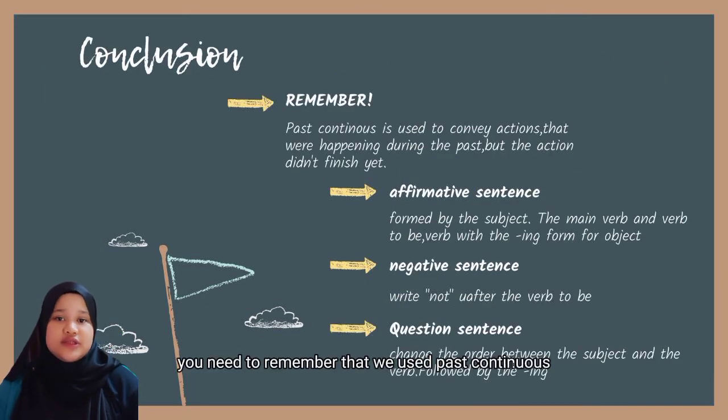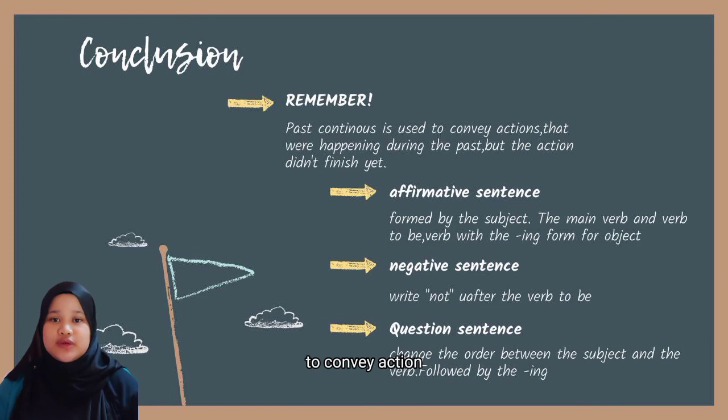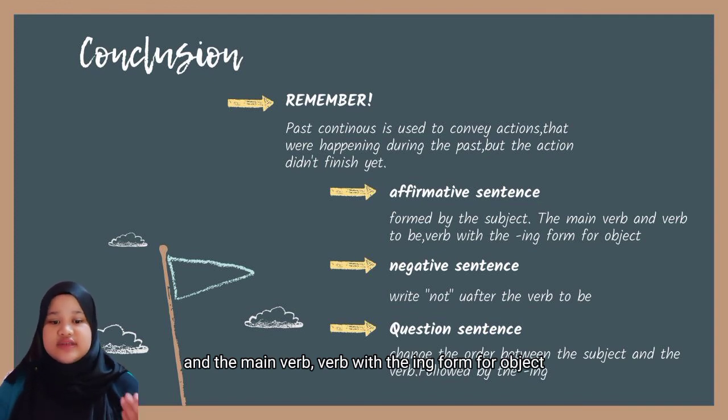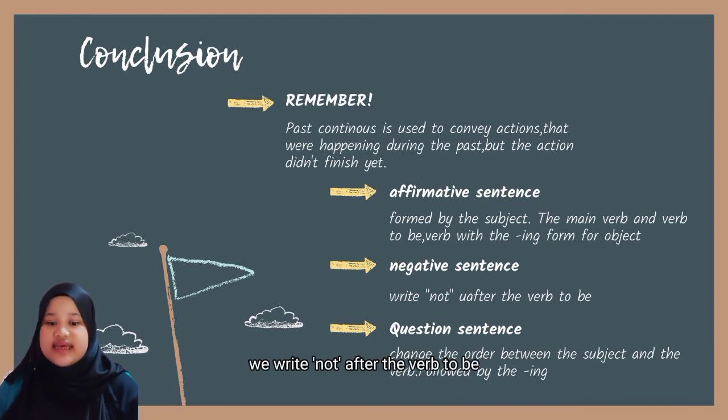In conclusion, you need to remember that we use the past continuous to convey actions that were happening during the past, but the action didn't finish yet. Affirmative sentences are formed by the subject, the verb to be, and the main verb with the -ing form, followed by the object. In negatives, we write not after the verb to be. And lastly, in question sentences, we have to change the order of the subject and the verb, followed by the -ing form.